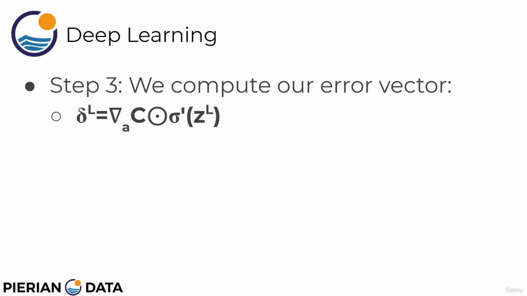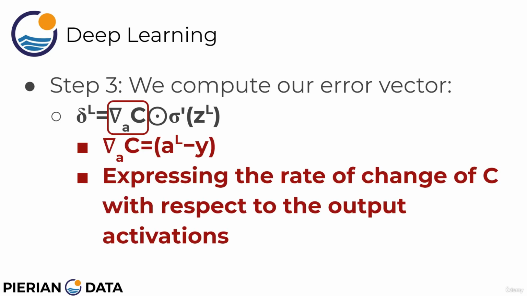But essentially what we want to do is, if you focus on just that very first term, all this is doing is expressing the rate of change of that cost function with respect to the output activations. And in the case of the quadratic cost function, that's essentially the same thing as saying the activation of the last output layer minus y, which was the true value.